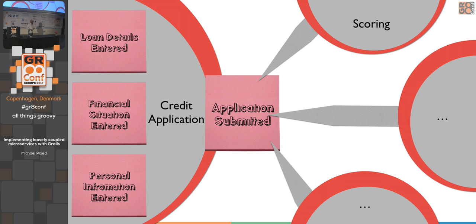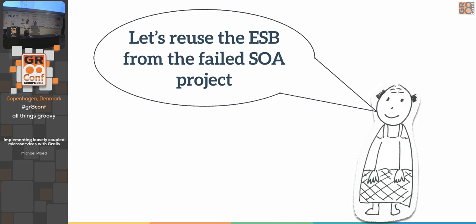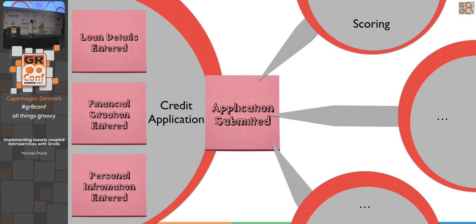So for instance, a scoring component can go ahead and do some calculations and some judgment on your situation and say, yes, we're giving out that credit, or no, you are not credit worthy. We are really sorry about that. Now, one thing regarding this messaging, especially with the external events, we want to send those over a message broker, obviously.